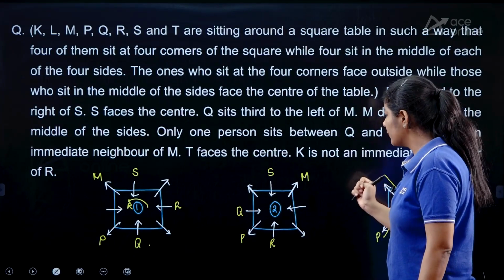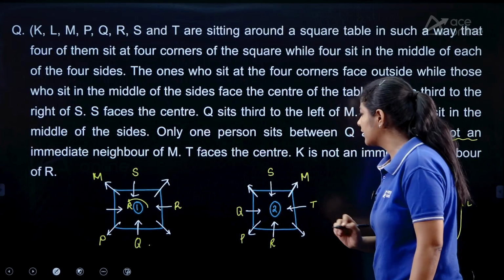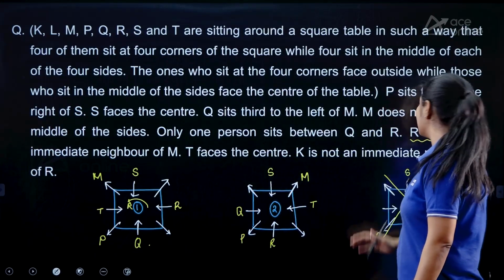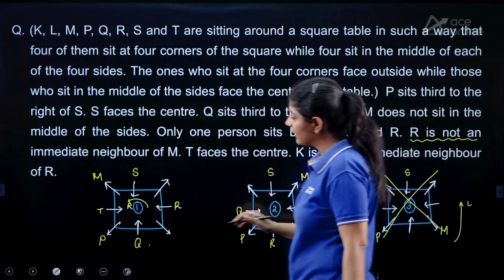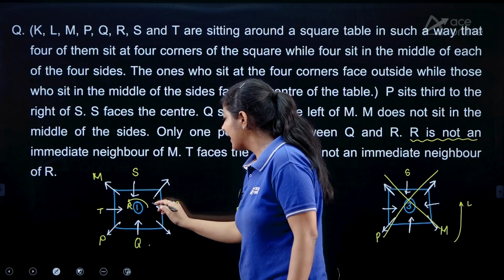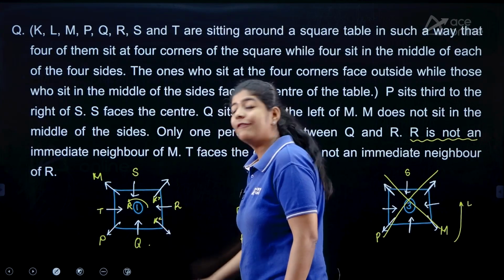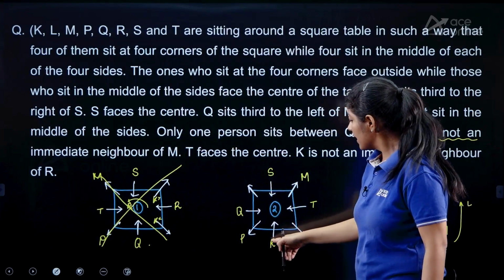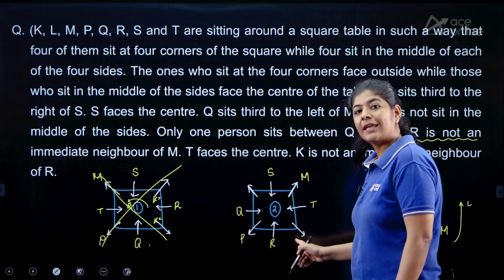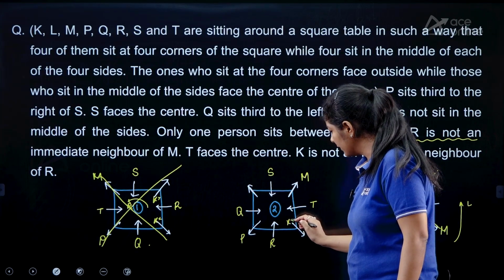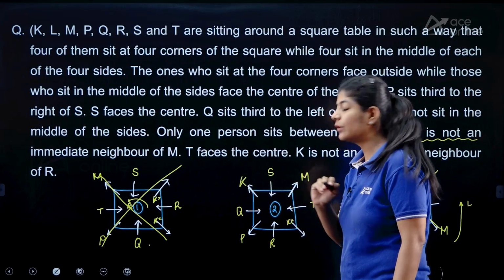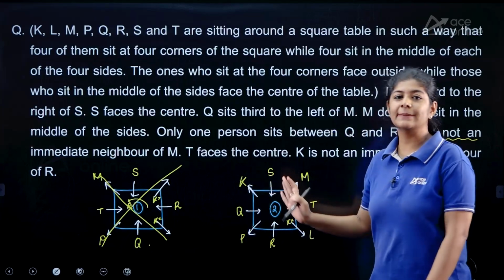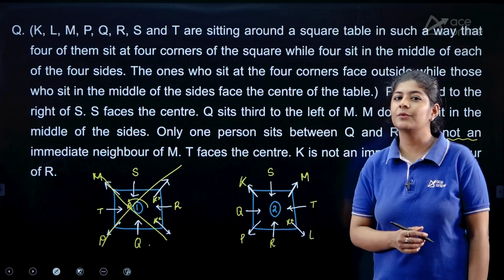Next. T faces the center, so this is the only place for T. Next, K is not an immediate neighbor of R. Here we are only left with these two places, and at both places we can't put K, so that case is eliminated. We are not supposed to put K in the neighbor of R, so we can't put K over here. Now we are only left with this place, so we can put K over here. We are still left with one person, that is L. So this is my complete arrangement, and accordingly we need to answer a few questions.